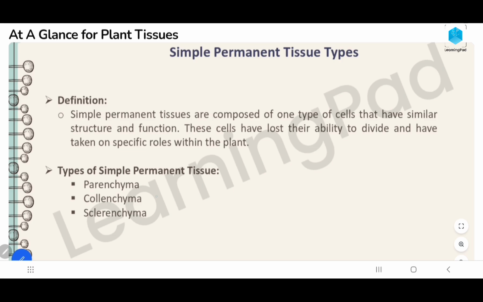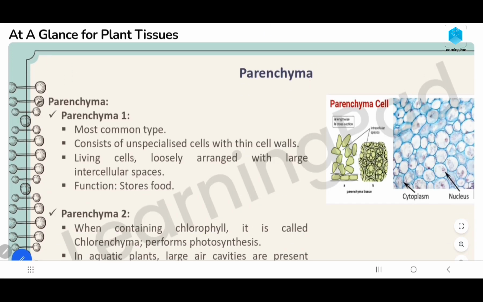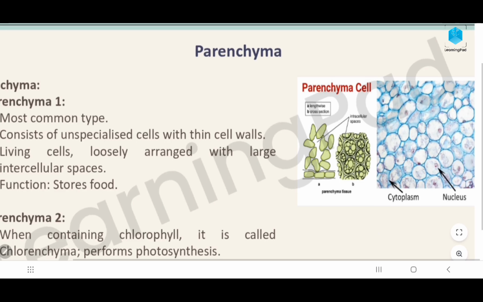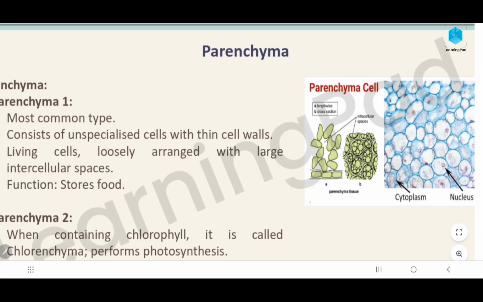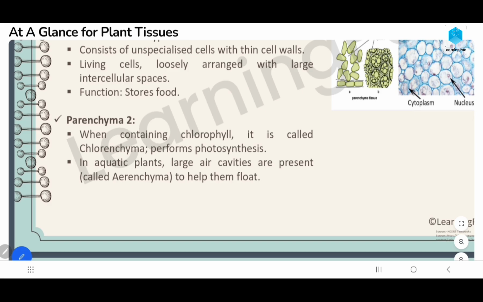Simple permanent tissue is again classified into parenchyma, collenchyma, and sclerenchyma. Parenchyma cells are unspecialized, which means they have very thin walls. You can see in the picture, children, they are thin walled, loosely arranged, with intercellular spaces. The function of parenchyma cells is to store food. Parenchyma cells that contain chlorophyll in the leaf and perform the process of photosynthesis are called chlorenchyma. Parenchyma cells present in aquatic plants with air cavities are termed aerenchyma.